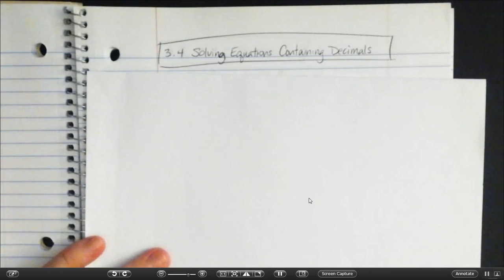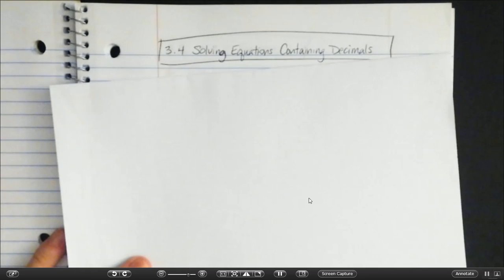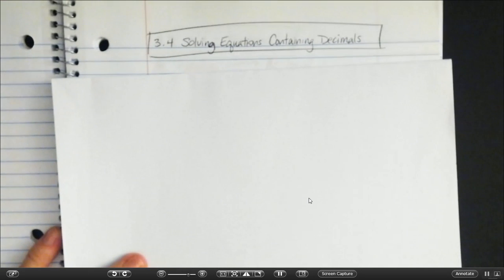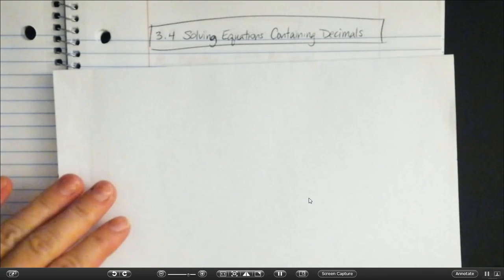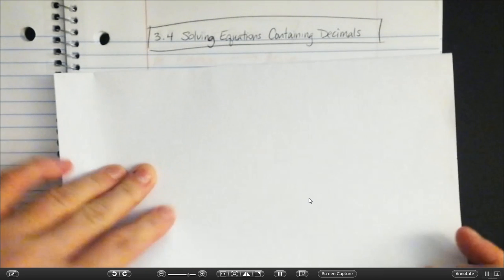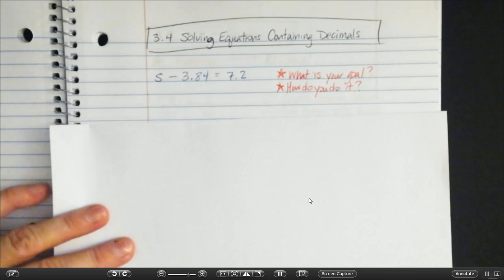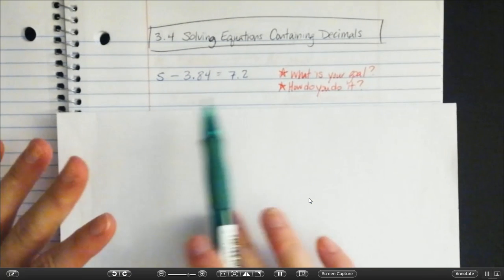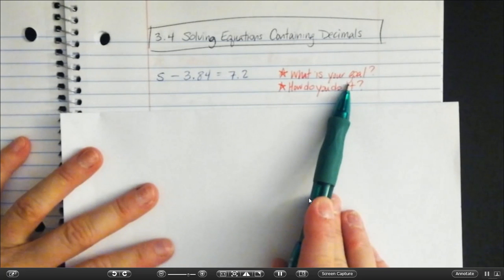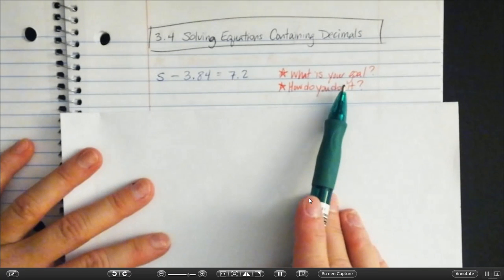All right, so we are solving equations containing decimals. You've added and subtracted and multiplied and divided with decimals. Now we're going to start solving equations that have decimals. Remember, there's no new steps, first of all, because you know what to do. What is your goal? To get the variable by itself.